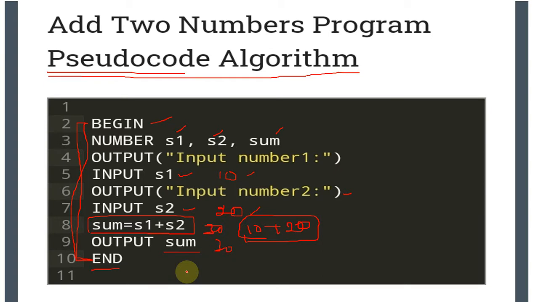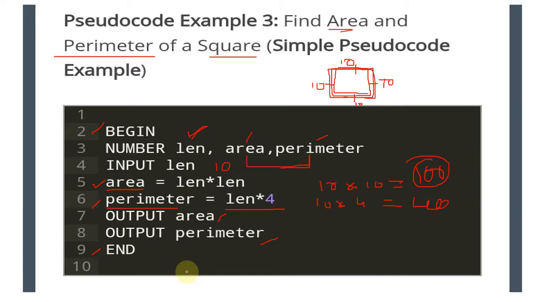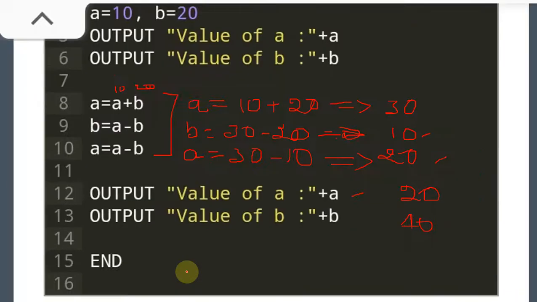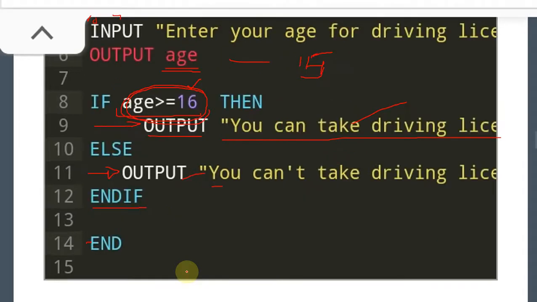Right from the first one, whatever is there here, the same thing has to be written. Next, if there are any mistakes, you need to correct them. I have made corrections in some places. Here, begin is there. Then number A, comma B is there. Then A equal to 10, B equal to 20. Next, input your age for driving license, in double quotes. Output age. Like that, you have to write the full sentence here.